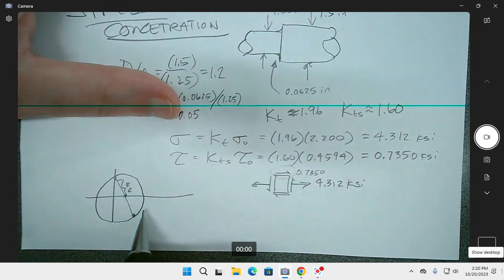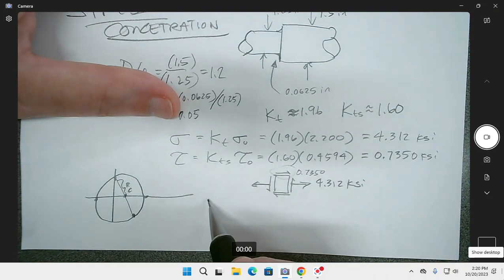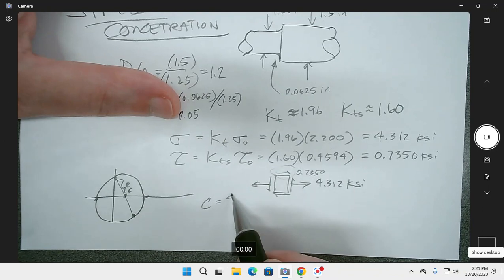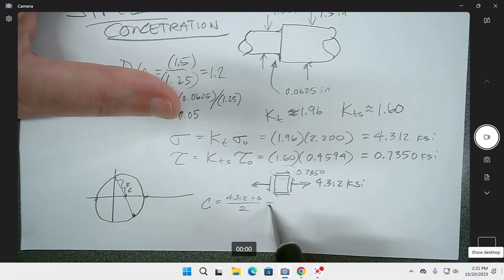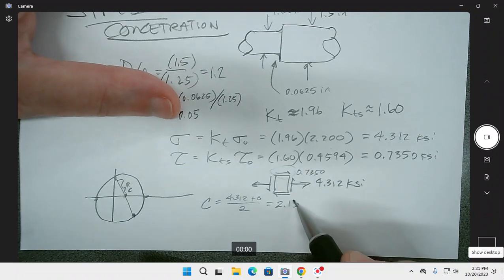I didn't do a great job with this button. So we would say that the center is going to be equal to 4.312 plus 0 divided by 2. So, 2.156.